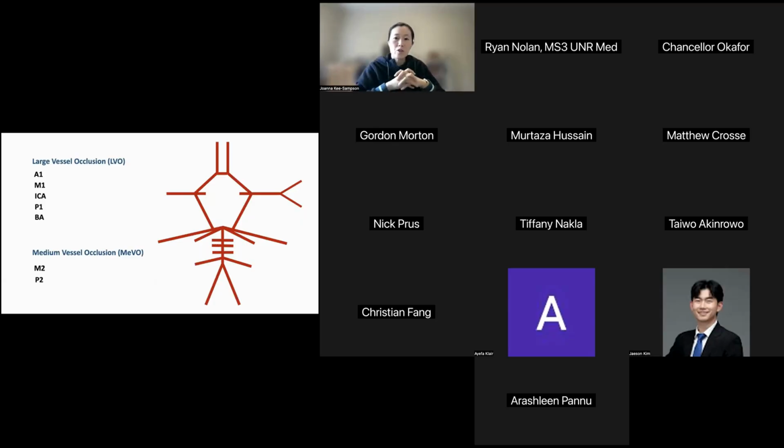In the literature, vessels are divided into large vessels, medium vessels, and small or distal vessels. It can be confusing because the definition of what's a large or medium vessel varies depending on which paper you read. But in general, when we talk about large vessels, we're talking about the A1, the M1, the terminal ICA, P1, and the basilar artery. The divisions off of those we consider the medium vessels. And the further smaller vessels off of those are considered the distal vessels.